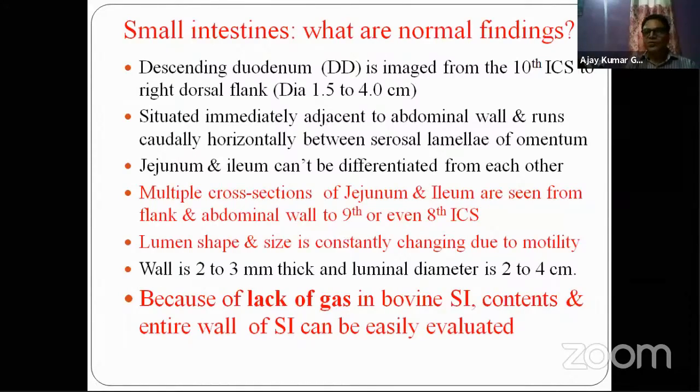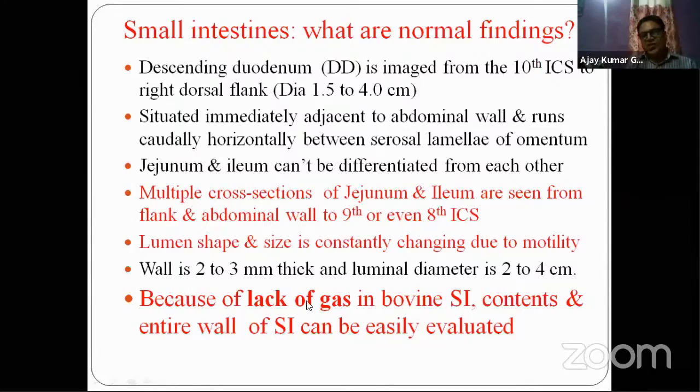Multiple loops of jejunum and ileum will be seen throughout the right flank as well as the ventral abdomen from the right side, and there will be multiple loops in one scan. The loops will be hypermotile. You cannot focus upon one particular loop to carry out this study in real time sonography. You will have to freeze the image to study that loop. Otherwise, the motility will be so strong that they will be changing their shape and size and disappearing from the screen very rapidly.